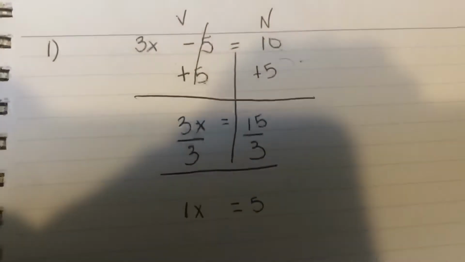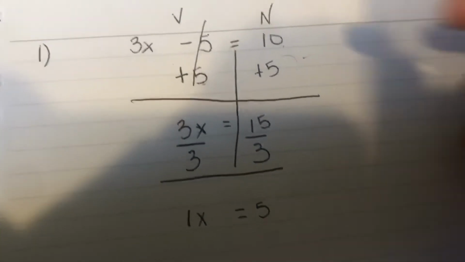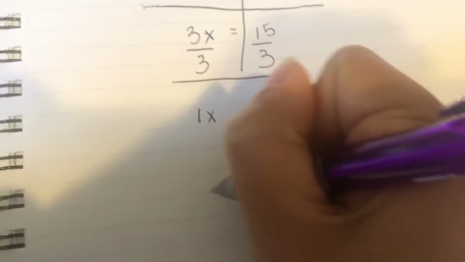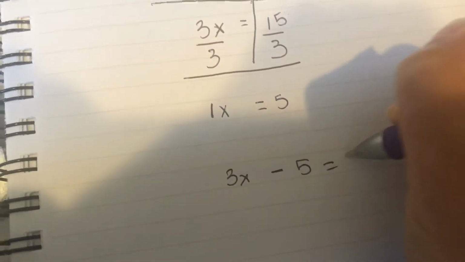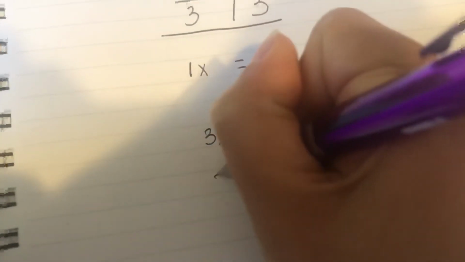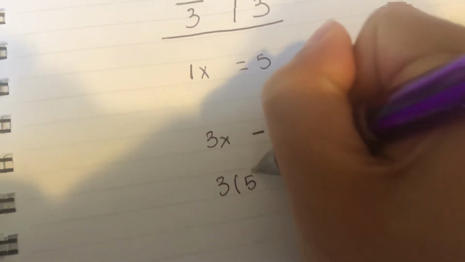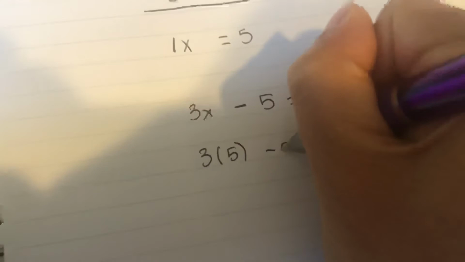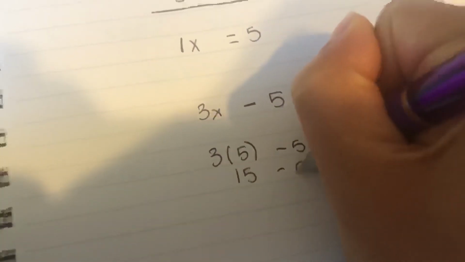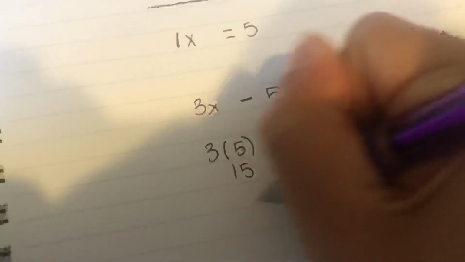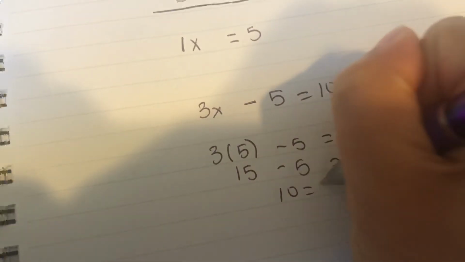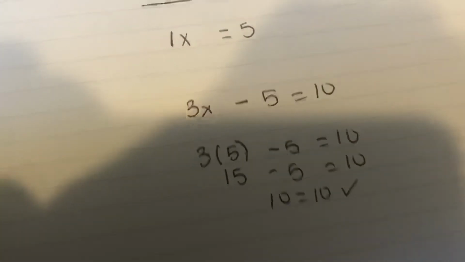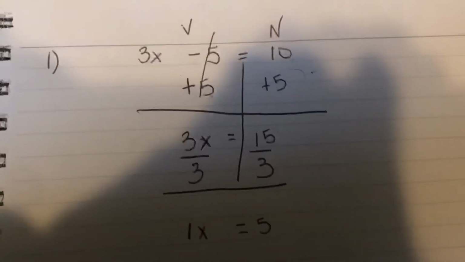Now, we know this makes sense, or this is correct, because if you have 3x minus 5 equals 10, and let's say that x is 5, so I'm going to substitute x for 5: 3 times 5, minus 5 equals 10. You get 15 minus 5 equals 10, and here you get 10 equals 10, which is true. So x equals 5.